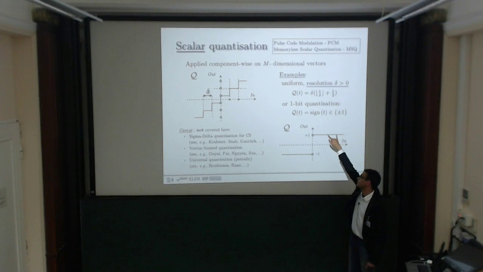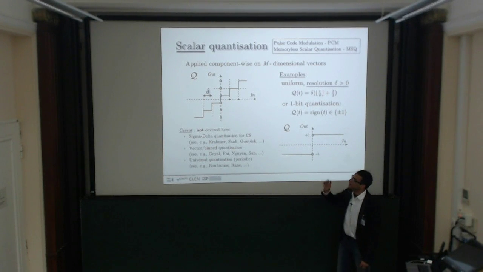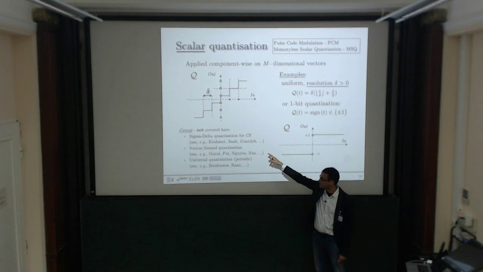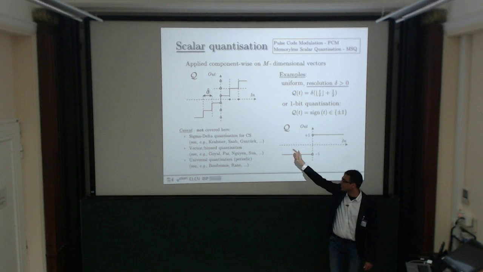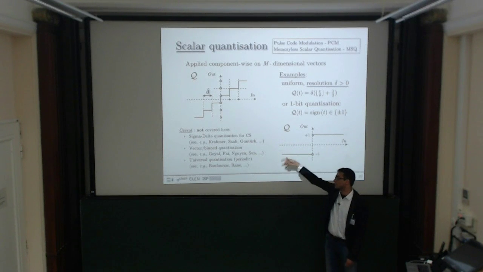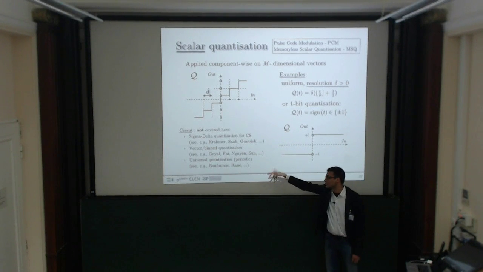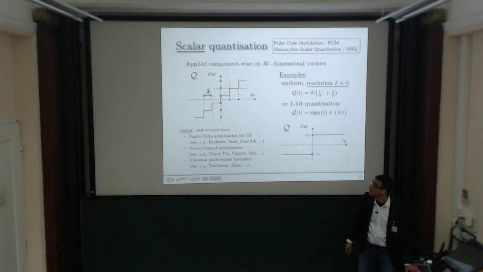Actually, one-bit quantization is a model that is related to this, but we will not deal with one-bit quantization in this talk. There are many other methods to quantize compressive sensing measurements. For example, sigma-delta quantization, as in the work of Krahmer, Saab, and Güntürk. Vector quantization, or universal quantization, which is a work of Petros Boufounos. But here we will just focus on scalar quantization, and we will try to understand its geometry, as it is probably simpler to deal with.